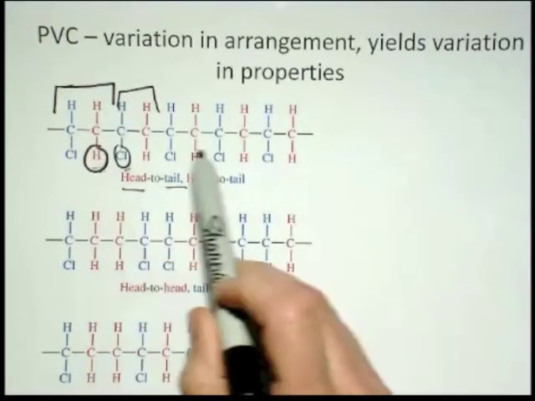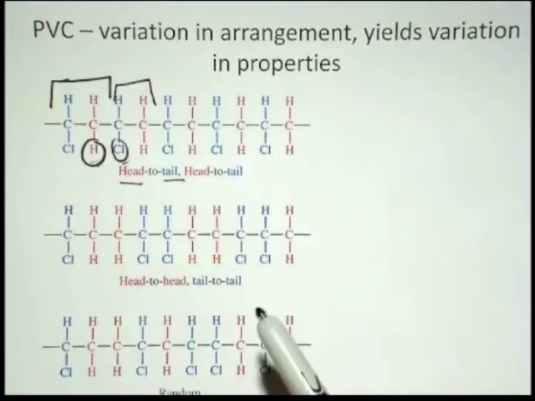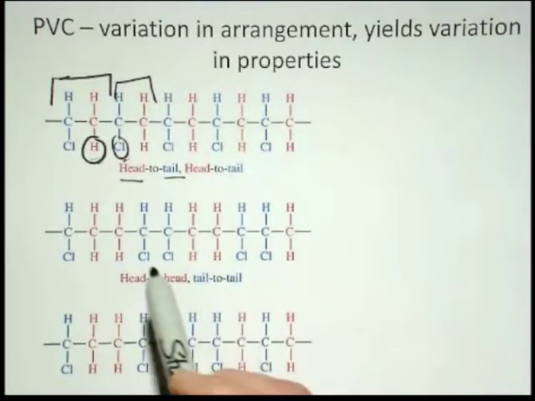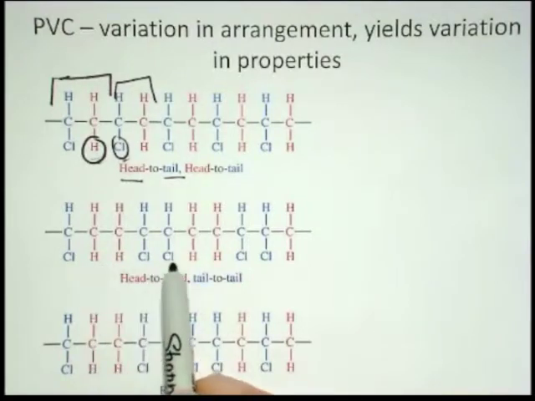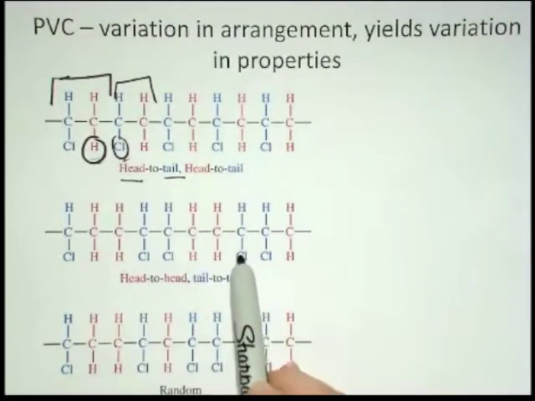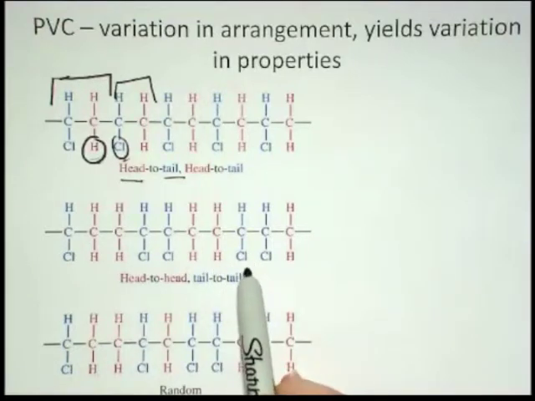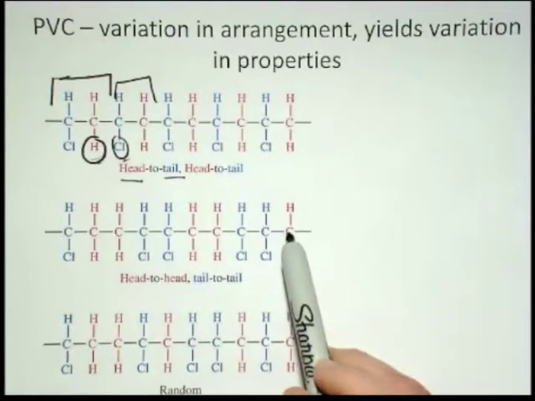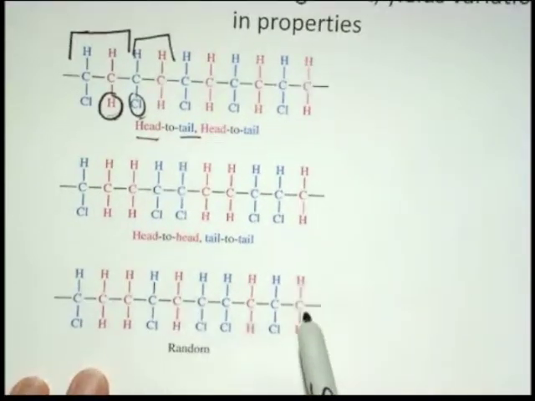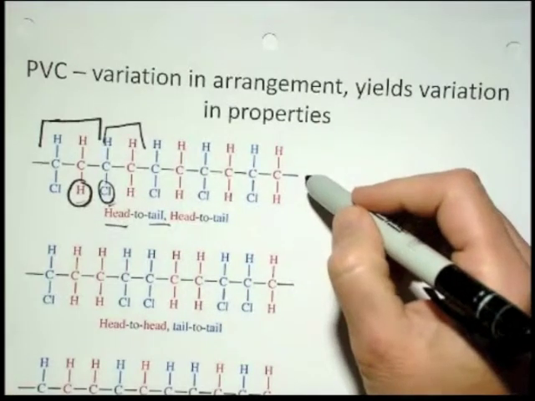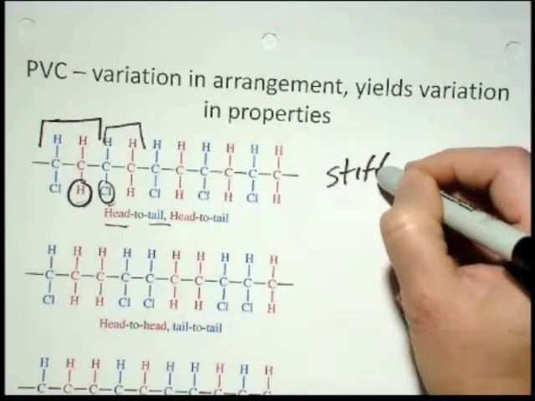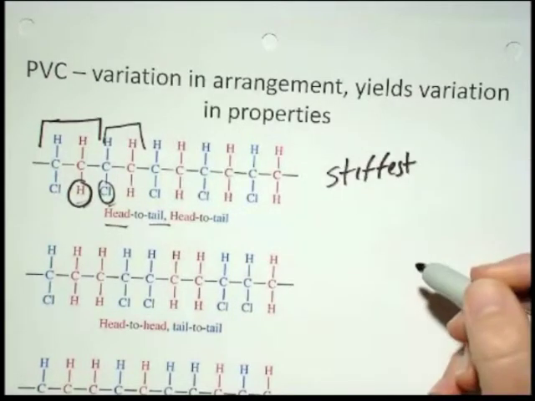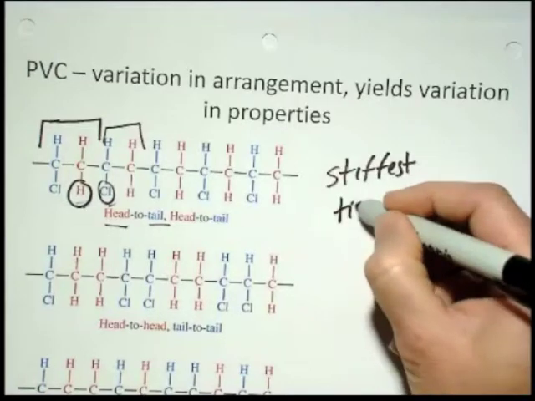That's a very regular pattern, and so these types of polymers can pack together tightly. This is head to head, where the molecules are reacting in such a way that there's 2 chlorines together, 2 hydrogens together, 2 chlorines together. A chlorine atom is much bigger than the hydrogen atom, and it's electronegative, so it takes up more space and gives us a less regular type of arrangement. And then sometimes you can get random. The head to tail arrangement is the stiffest type of PVC because of the tighter packing.